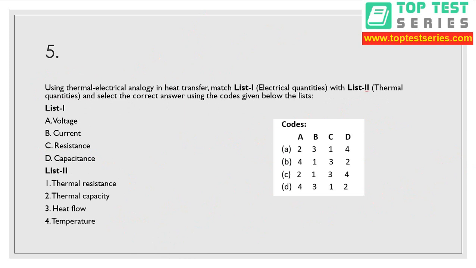Question number 5. Using thermal electrical analogy in heat transfer, match list 1 electrical quantities with list 2 thermal quantities and select the correct answer using the codes given below the list. List 1 and list 2. A, B, C, D: voltage, current, resistance, capacitance. So my dear, first of all, voltage.